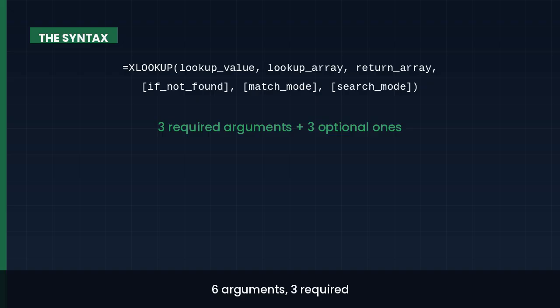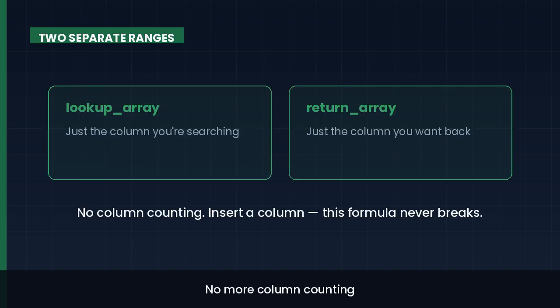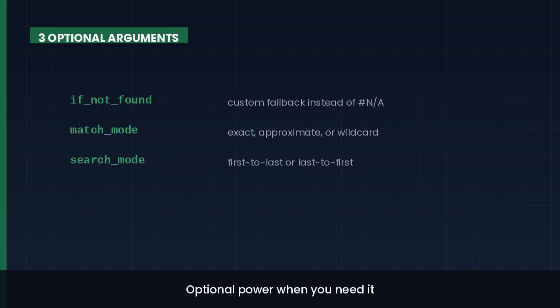The syntax is XLOOKUP, lookup value, lookup array, return array, then three optional arguments: if not found, match mode, and search mode. Notice the big shift already. Instead of one big table array and a column number, XLOOKUP takes two separate ranges: the lookup array, which is just the column you're searching, and the return array, which is just the column you want back. No counting columns. If you insert a new column in between, this formula doesn't break. A VLOOKUP column index number would.